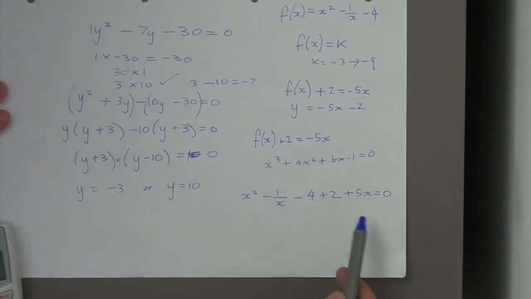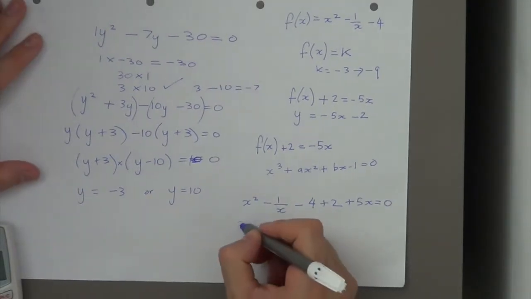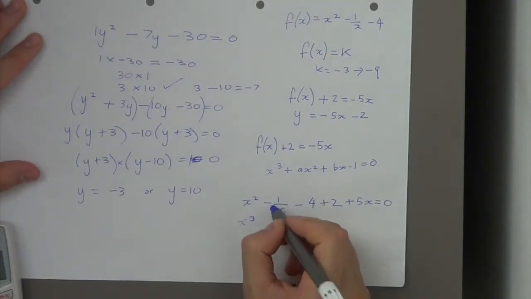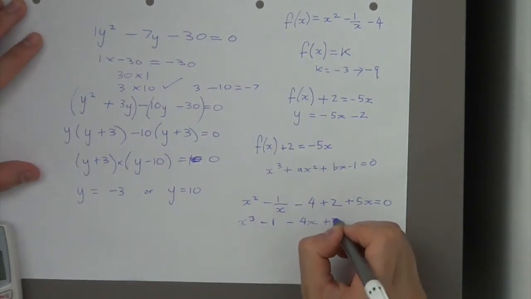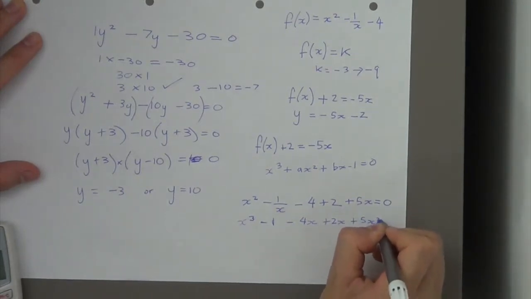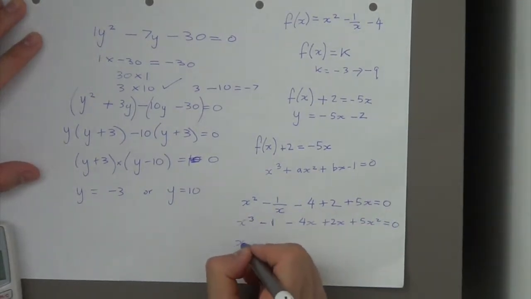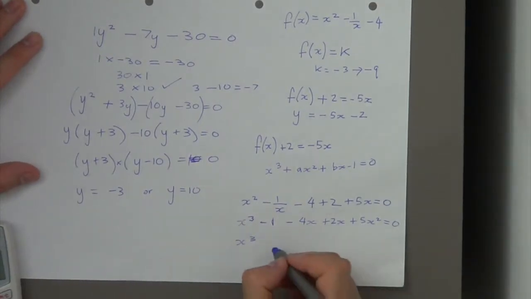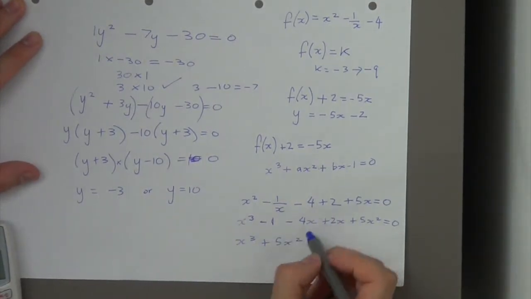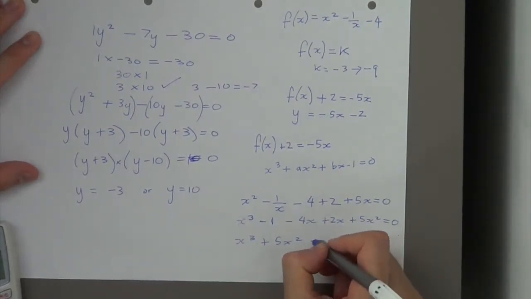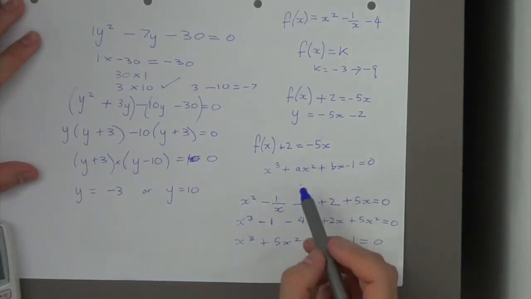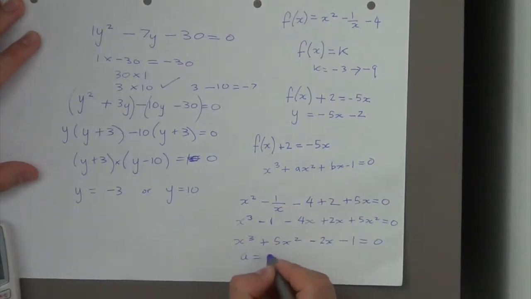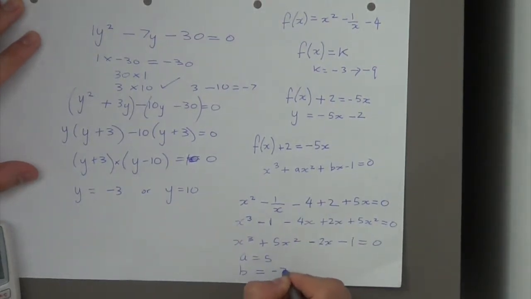Now what am I going to do? I'm going to multiply x to everything to give me x cubed. So it becomes x cubed. This becomes -1 because the x's cancel out. Minus 4x plus 2x plus 5x squared equals 0. Okay, collect like terms. X cubed plus 5x squared minus 4 plus 2x is minus 2x, and then minus 1 equals 0. Okay, and it says to have in that form, now we've got an a and now we've got a b. So a equals 5 and b equals -2.